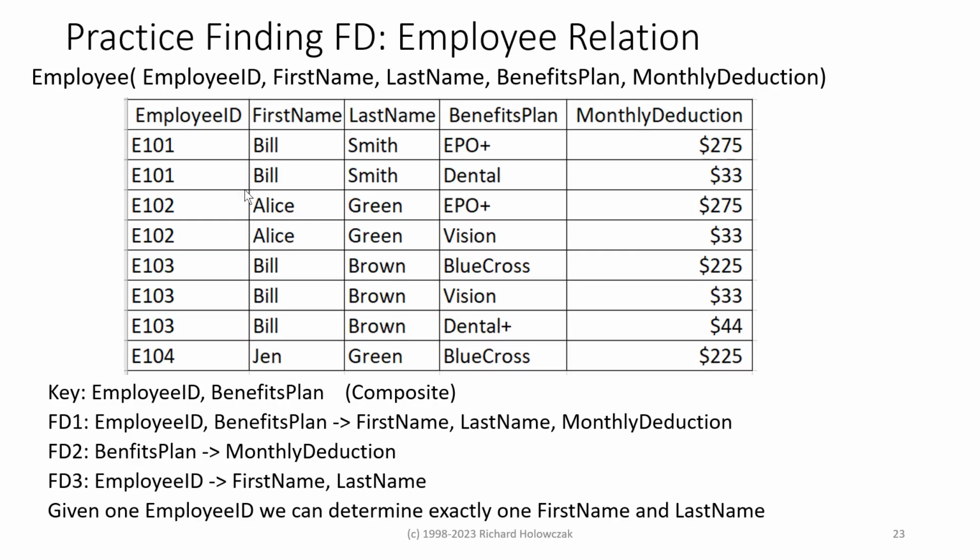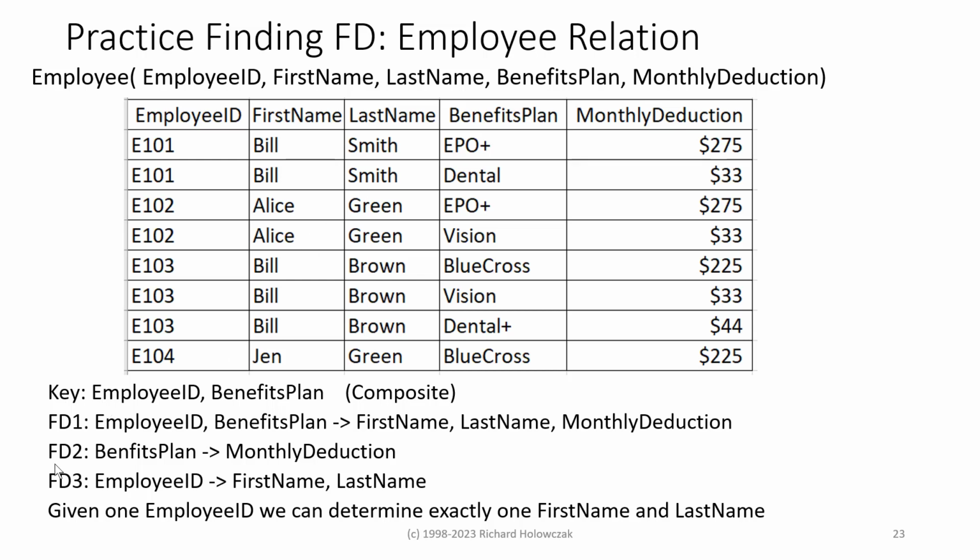Okay. If you got employee ID determines first and last name, you are correct. Given one employee ID, like E102, we know that will always be Alice Green. E103 will always be Bill Brown. Yes, it is duplicated, but what we're looking for here is a value of employee ID that can determine exactly one first name and one last name.